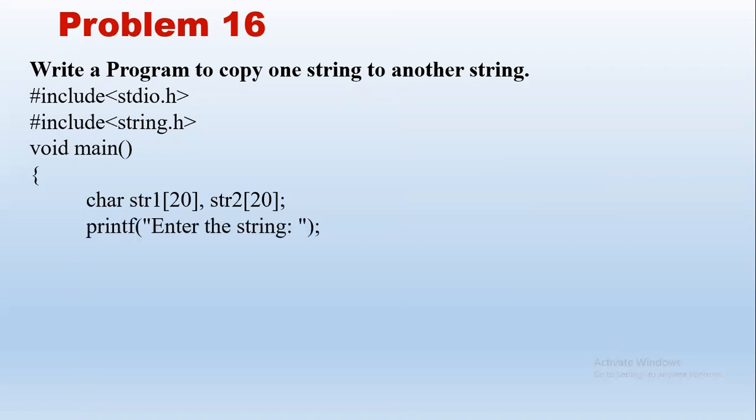Now we have to take input for one string, which is to be copied to another. So say we take input for string 1. Now this string 1 has to be copied to string 2. That means the source is string 1, destination is string 2. So from the source, string 1 has to be copied to string 2. First we need to specify the destination.